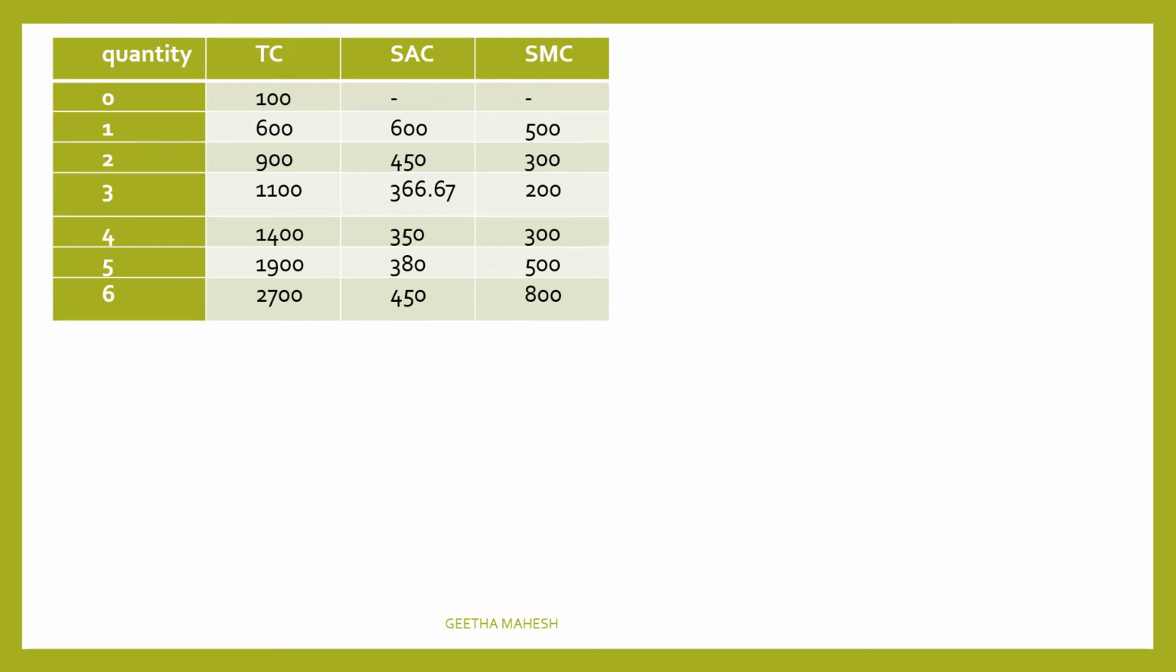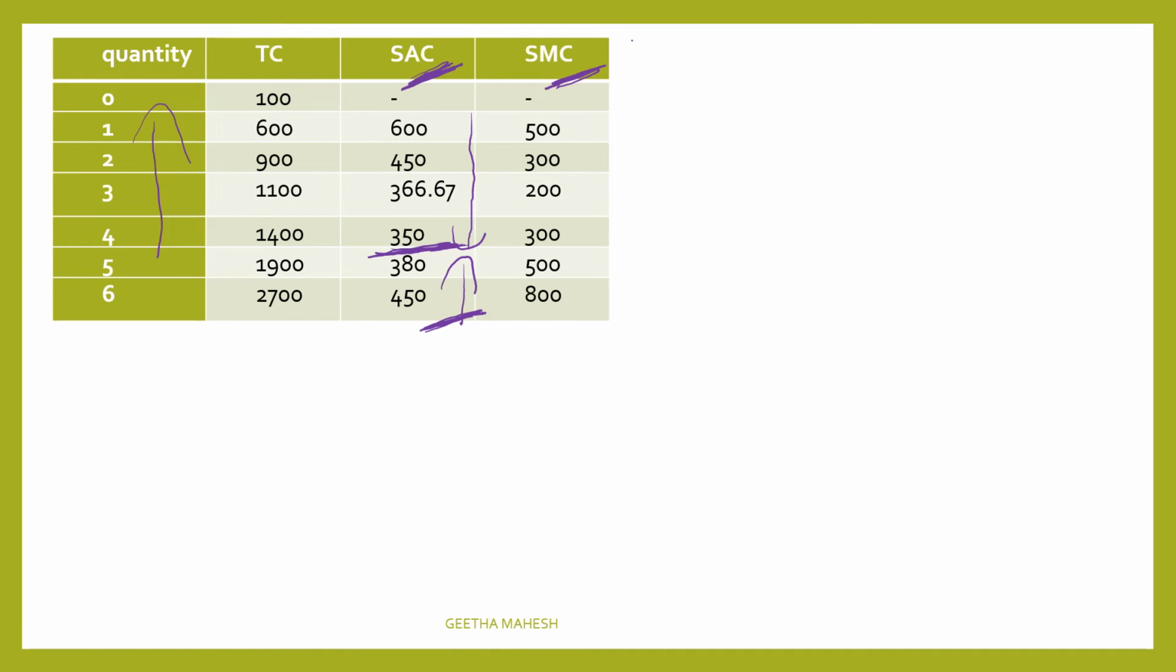Dear students, now let us discuss short run average cost and short run marginal cost. Short run average cost, you can observe here. As quantity increases, average cost decreases. You can see average cost is decreasing. Later it becomes a minimum, and after becoming minimum, once again the average cost will start increasing.